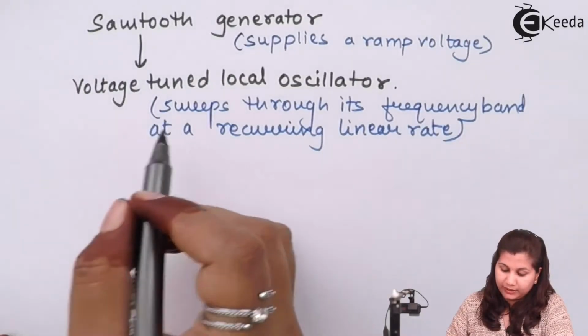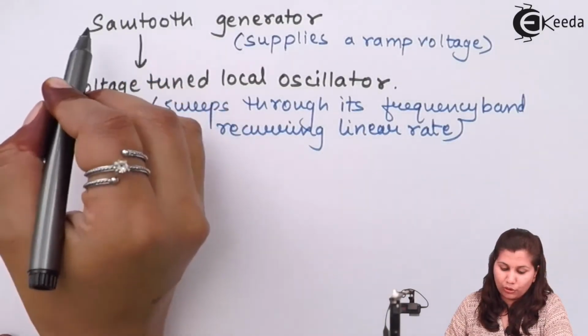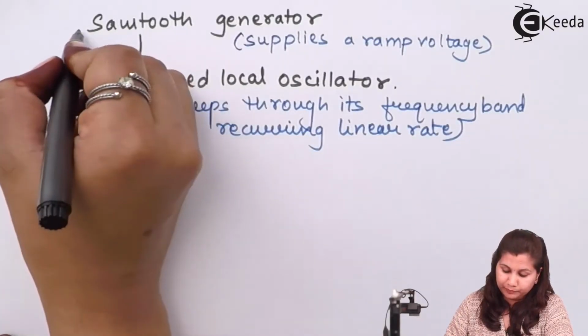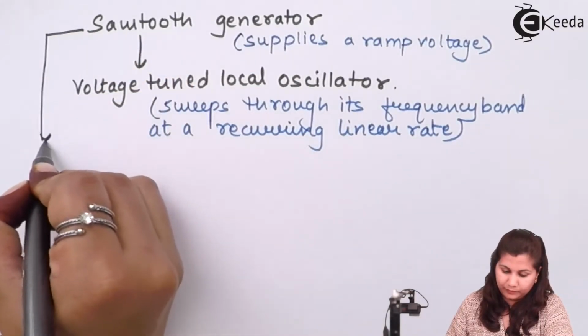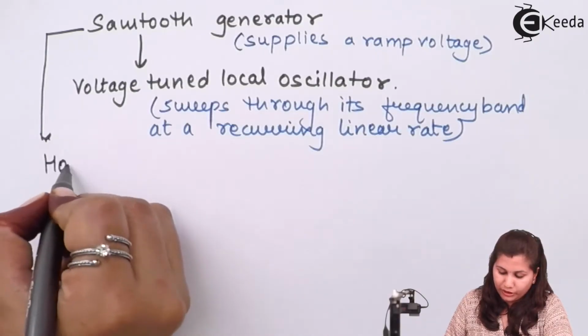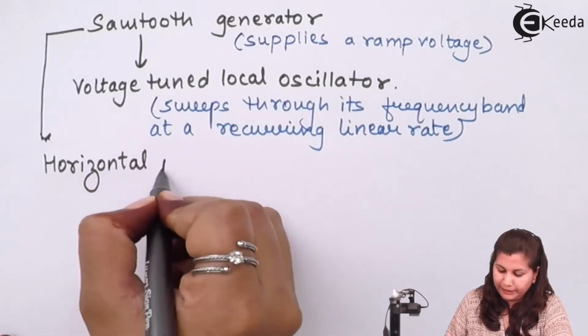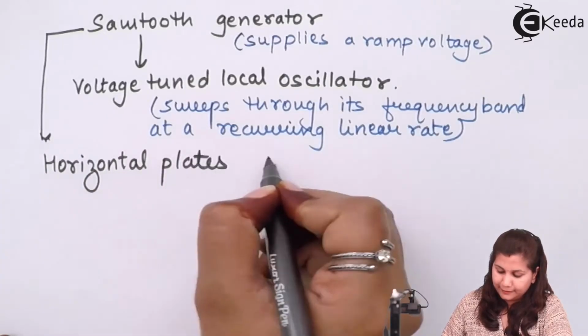Now this sawtooth generator is also giving this sawtooth voltage to the horizontal plates of the CRO. Horizontal plates means X plates.